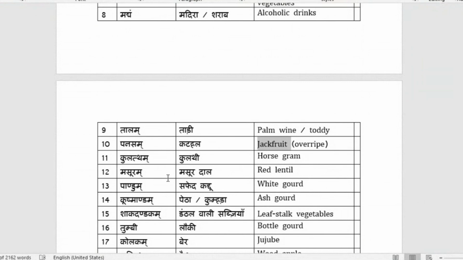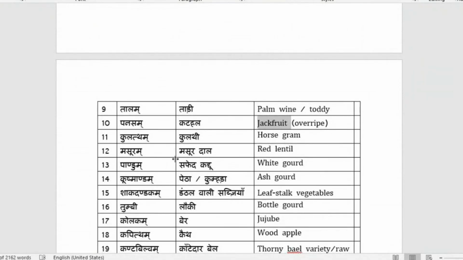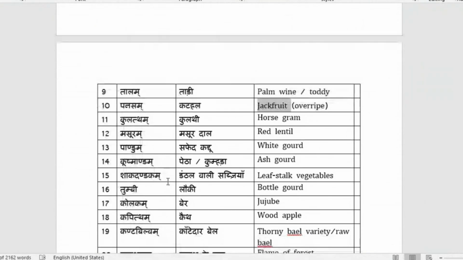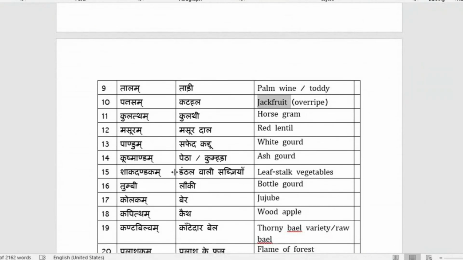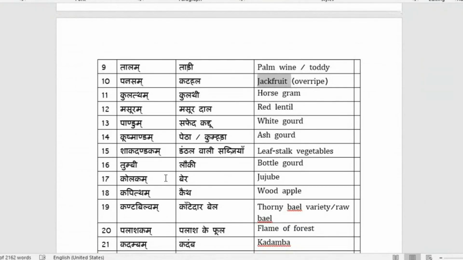Masoor we know, red lentil. Pandum is white gourd. Kushmandam, that is ashgourd. Shakadandam. Shaka we know is vegetable. So leaf stalk. Danda is the stalk. So leaf stalk of vegetable. Then is tumbi. Tumbi means bottle gourd, our lauki.